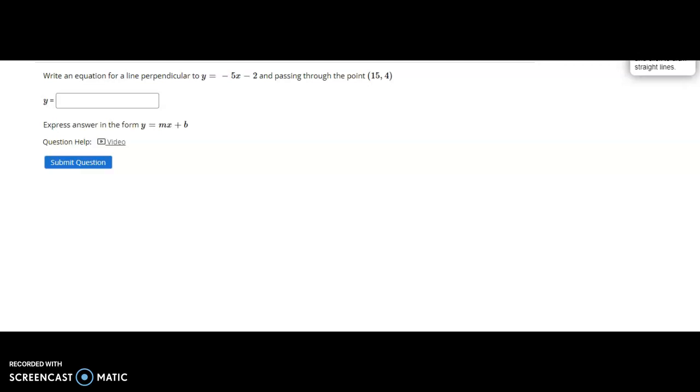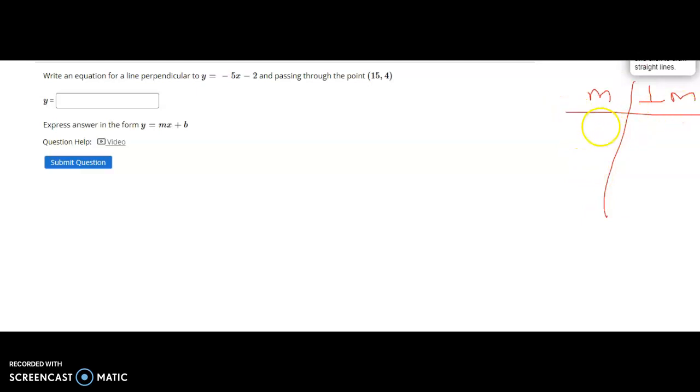Okay, we need to write an equation for a line perpendicular to y equals negative 5x minus 2 and passing through the point (15, 4). So if a line is perpendicular, what does that mean? Well, what it means is the slopes are negative reciprocals. So let's just look at a couple slopes and perpendicular slopes.